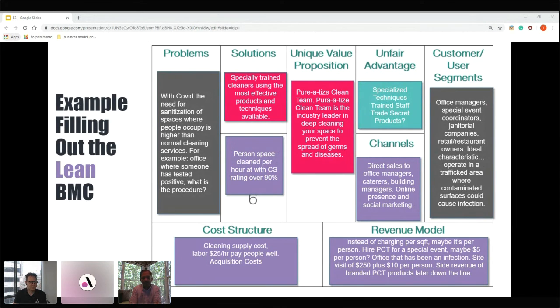So that's an example of just kind of throwing together a quick idea. You see how fast that was? That was less than 10 minutes, and we came up with a business that may or may not work. So that's what's important is the next steps. What do you do once you've got all this together? And Scott's going to take over.